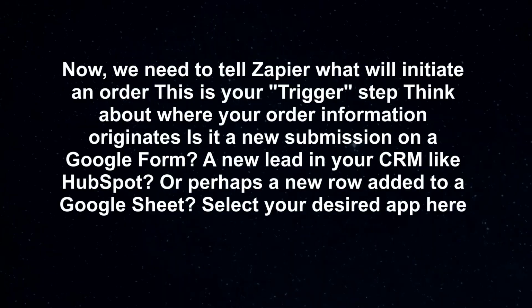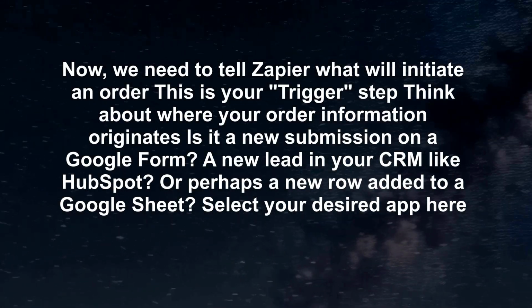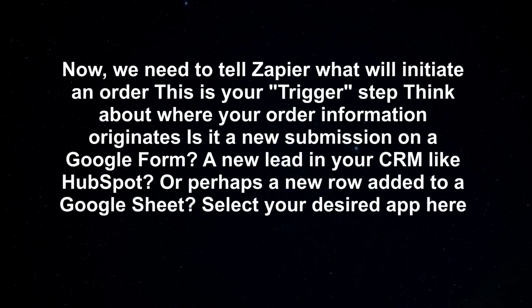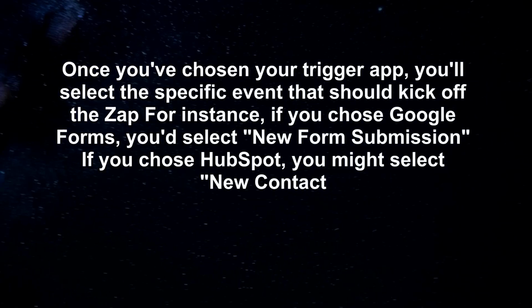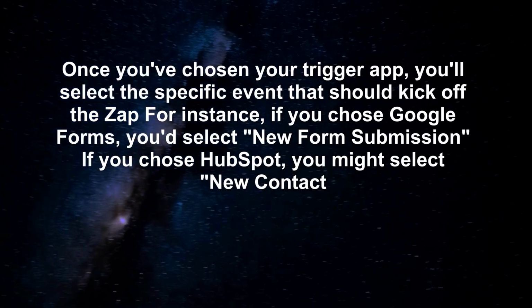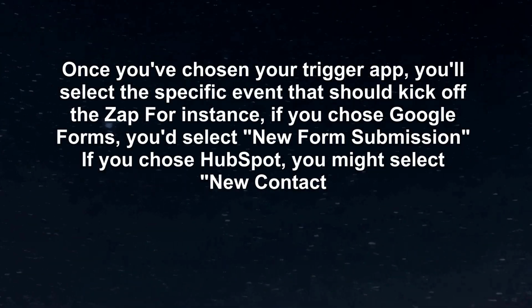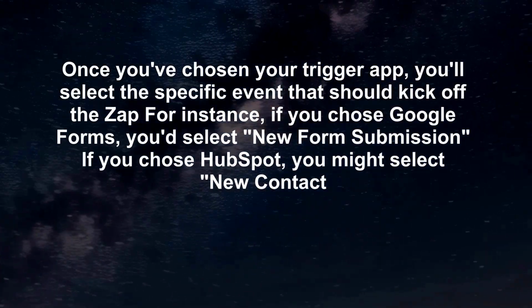Is it a new submission on a Google form, a new lead in your CRM like HubSpot, or perhaps a new row added to a Google Sheet? Select your desired app here. Once you've chosen your trigger app, you'll select the specific event that should kick off the Zap. For instance, if you chose Google Forms, you'd select New Form Submission. If you chose HubSpot, you might select New Contact.